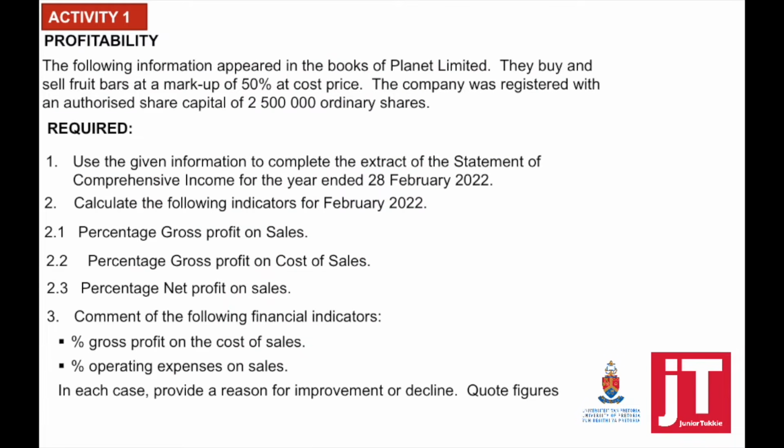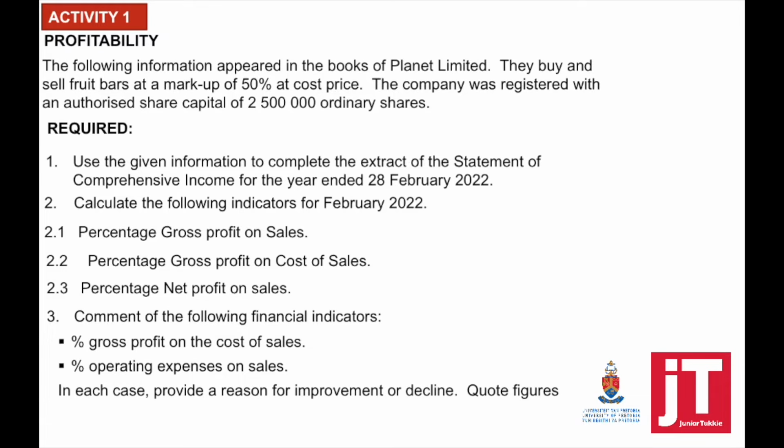Looking at Activity 1. The following information appeared in the books of Planet Limited. They buy and sell fruit bars at a markup of 50% on cost. The company was registered with an authorized share capital of 2.5 million ordinary shares. Required of us is to use the given information to complete the extract from the Statement of Comprehensive Income for the year ended 28 February 2022.